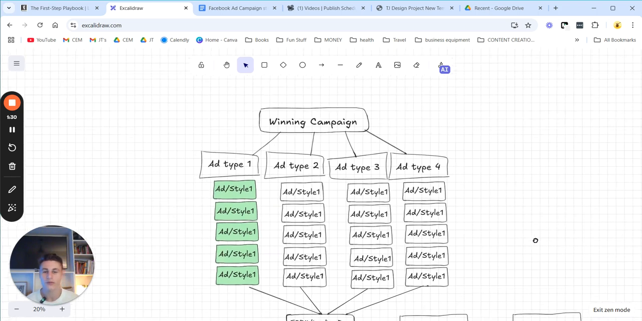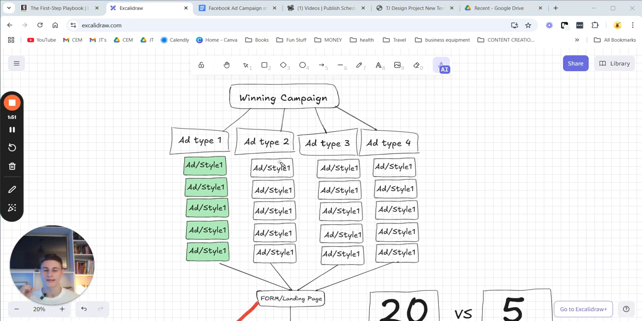So what we do is we set up 4 different campaign types. So 4 different ad set types, as you can see here. We do that because it allows us to test not 1, not 2, but 4 different types of ad campaigns. We can test these styles to as many as we want.